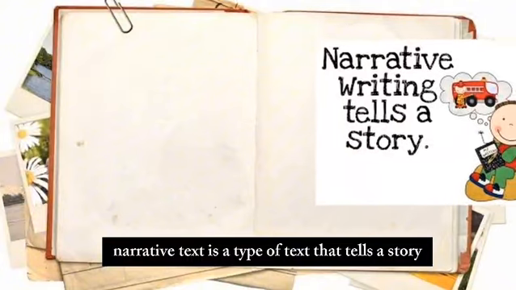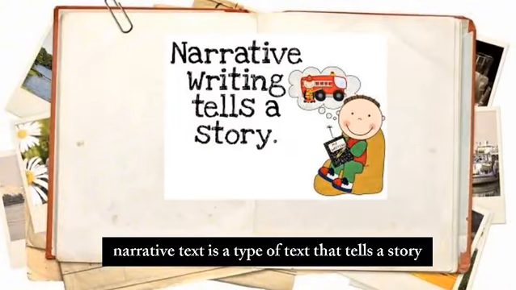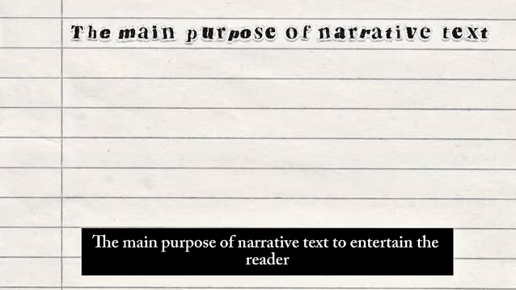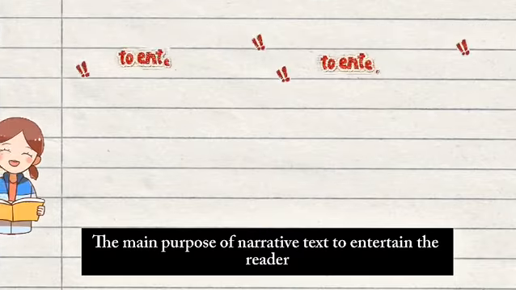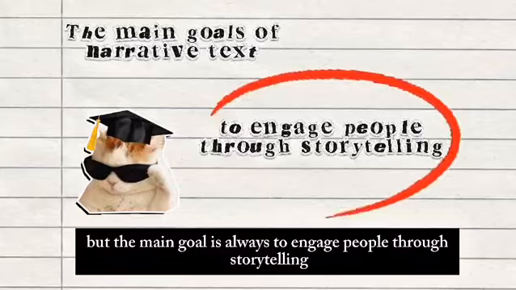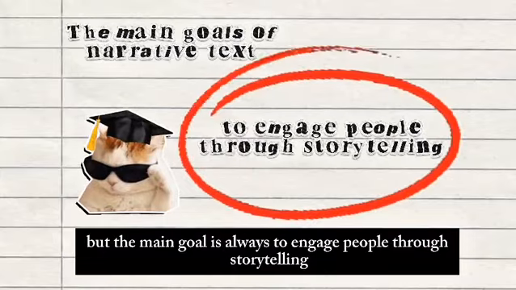Narrative text is a type of text that tells a story, either a real story or an imaginary one. The main purpose of narrative text is to entertain the reader or listener. Sometimes it also delivers a moral message, but the main goal is always to engage people through storytelling.